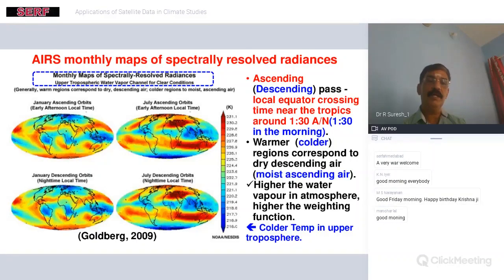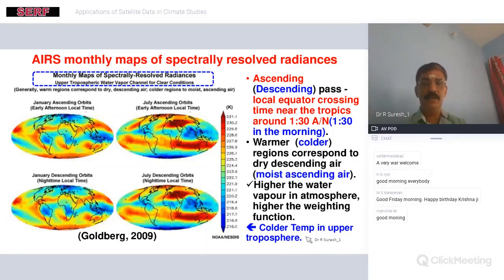We are supposed to look at the data with respect to the solar angle, with all the spectral characteristics perfectly monitored. The way we understand it, whenever there is a warmer region, it corresponds to dry and descending air. Whenever there is a cold region, it corresponds to moist air, because after all, the radiance is measured from the cloud top or the rising body's top, which means ascending air. Normally a moist ascending air will go to a higher height.